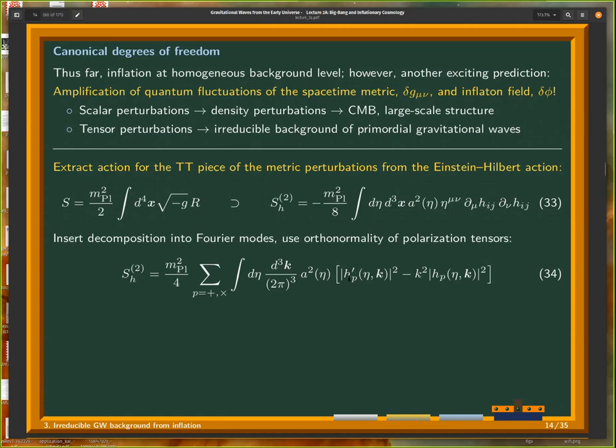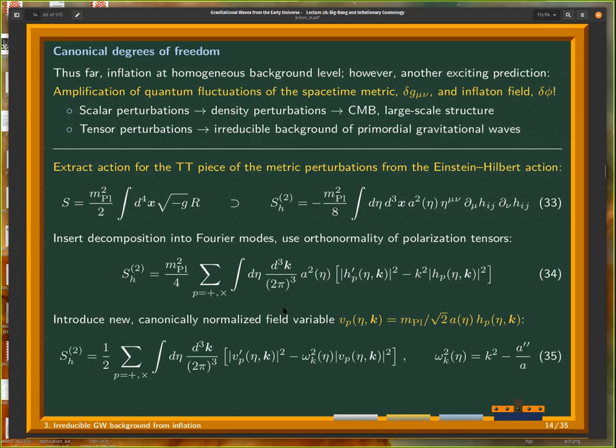So this already looks like the action of some scalar fields. However, we see that these kinetic terms, the terms involving the time derivative, are not canonically normalized. So now it's helpful to introduce some new canonically normalized field variables. So I absorb this prefactor, the Planck scale, and this numerical prefactor inside my h variable, also the scale factor. And if I do this, I get two new quantities, v plus and v cross, for both of the polarization states. And if I introduce this v variable, I can write the action like this, okay?